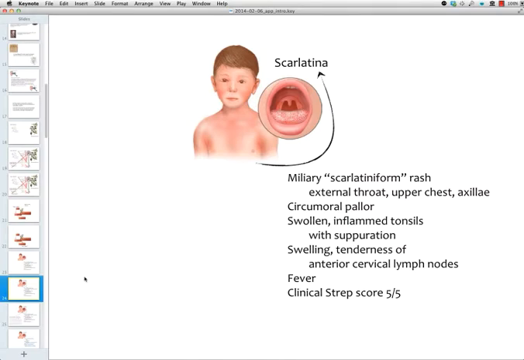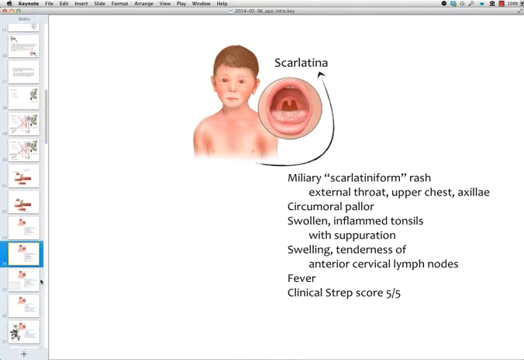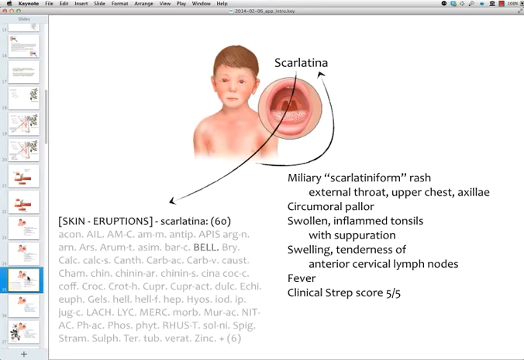So we can call this scarlatina or scarlet fever even if we're a homeopath. Does this help us find the remedy? Well, it kind of does. Here's a clinical rubric assembled by the experience of clinicians: 60 remedies, and 6 more if we go to the complete synthesis, that have been described as useful in the treatment of scarlatina.